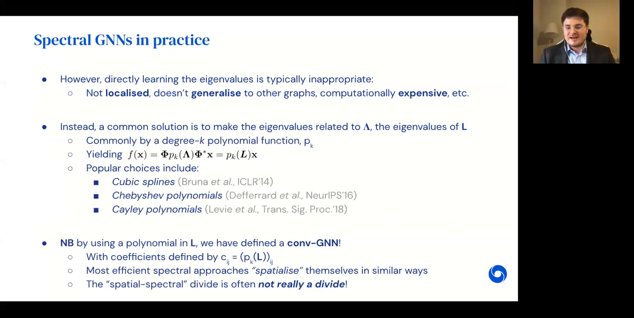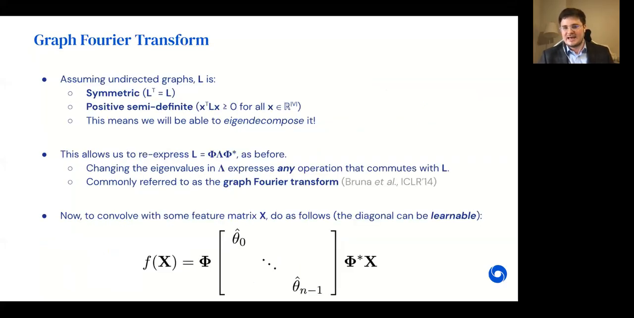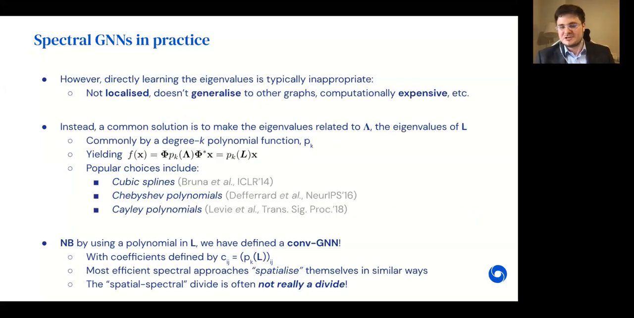Now, however, directly learning these thetas is usually inappropriate because it doesn't localize, it doesn't generalize to other graph structures, and it's computationally expensive. So there are a lot of problems with directly learning the coefficients, even if it gives you a much more powerful class of operators. Instead, what we commonly do to make this tractable is to make the eigenvalues related to the eigenvalues of the Laplacian. Usually we force the eigenvalues in this diagonal matrix to be a polynomial function of the eigenvalues of the Laplacian. Some popular choices for this polynomial are cubic splines, Chebyshev polynomials, or Cayley polynomials.